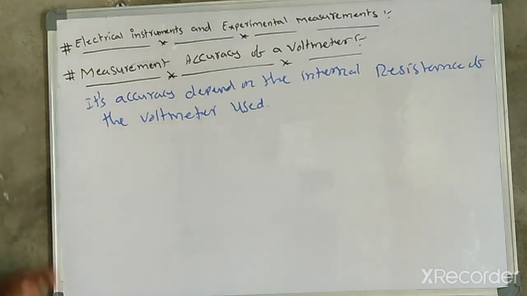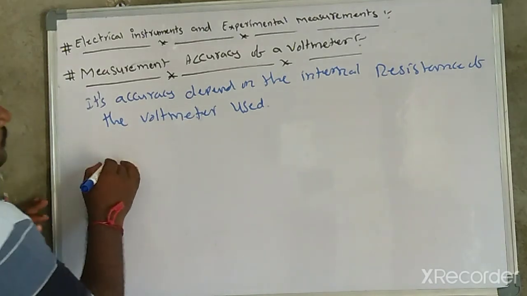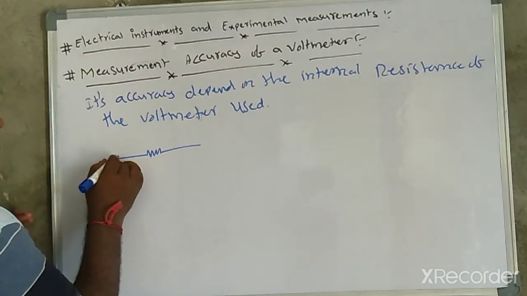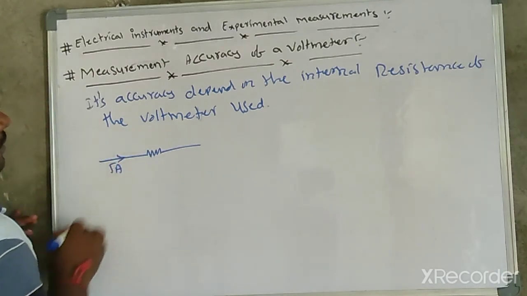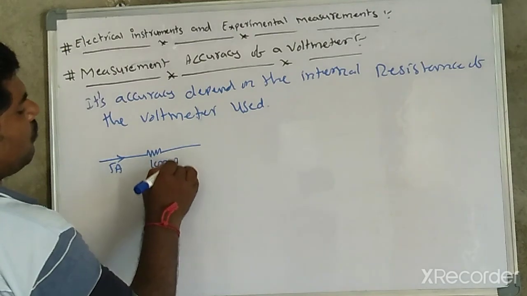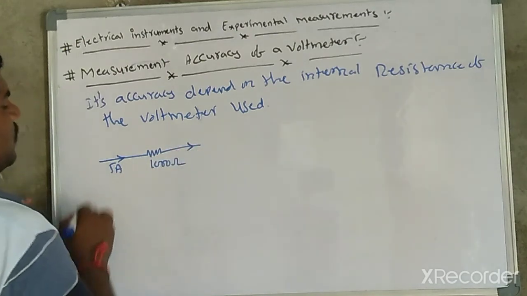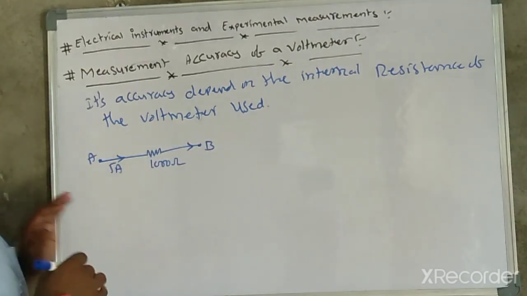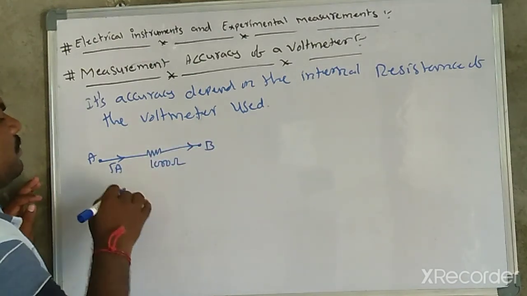It means, let us consider one resistor. The current passing through it, I would like to consider as 5 ampere, and the resistance as 1000 ohms. Here is terminal A and this is terminal B, and here we connect one battery.